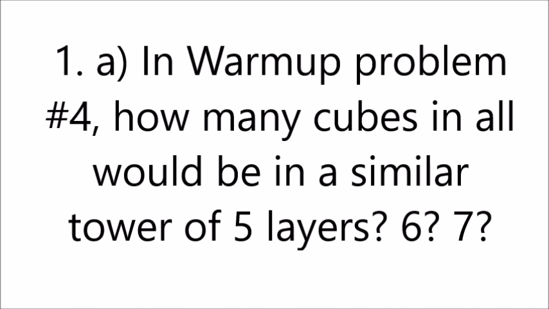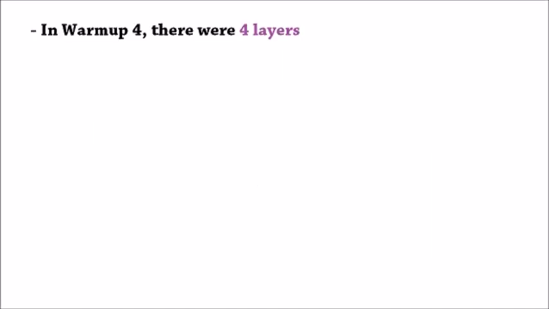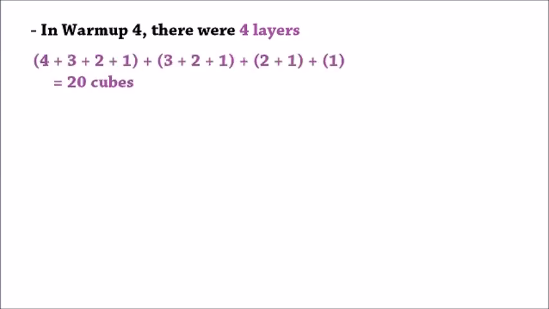In warm-up problem number 4, how many cubes in all would be in a similar tower of 5, 6, and 7 layers? If you remember in warm-up 4, there were 4 layers on the block structure. The way we found the number of cubes is that we calculated the number of cubes in each layer and added them up like this: 4 plus 3 plus 2 plus 1 plus 3 plus 2 plus 1 plus 2 plus 1 plus 1. And we got a total of 20 cubes in warm-up 4.